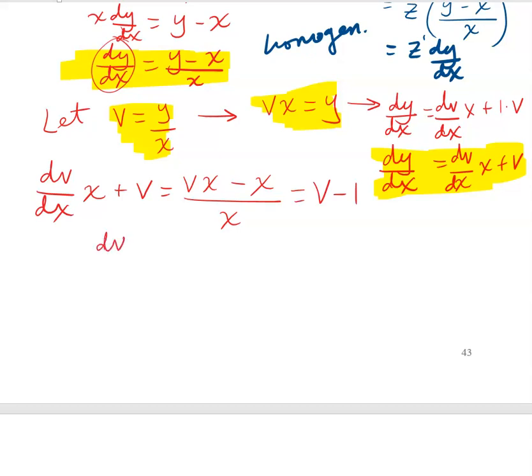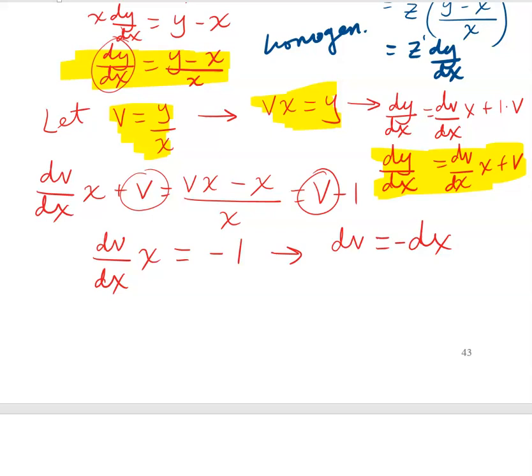So now I have dv dx times x. And by the way, notice too that those v's will zero out, right? This v and this v, so those zero out. So I have dv dx times x equals negative 1. And now, if I move the dx to the other side and I divide by x, I wind up with dv equals, let's see, negative 1, dx over x. And that, in fact, is a separable differential equation. Now I've separated the variables, and I can go ahead and integrate.